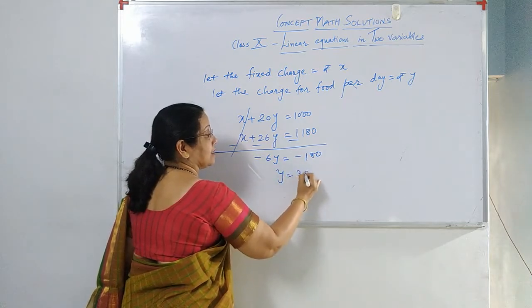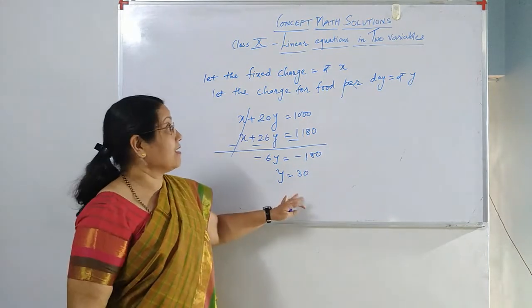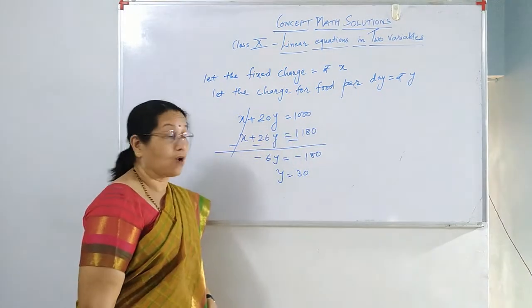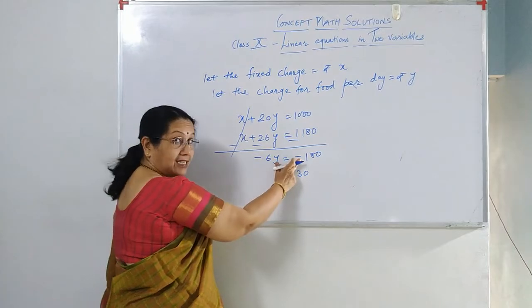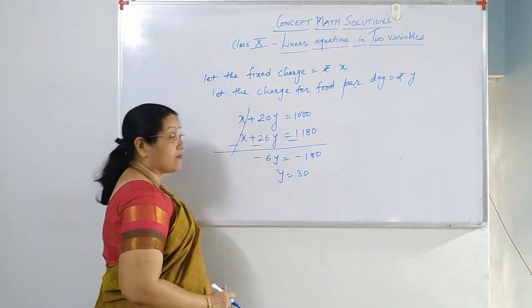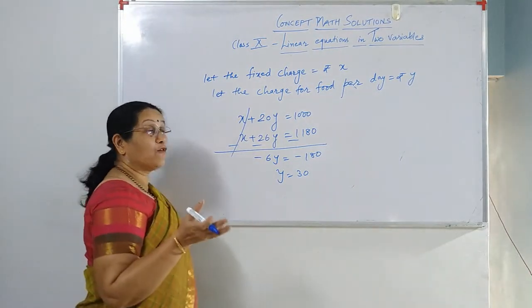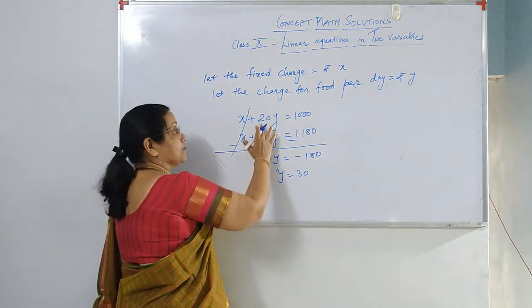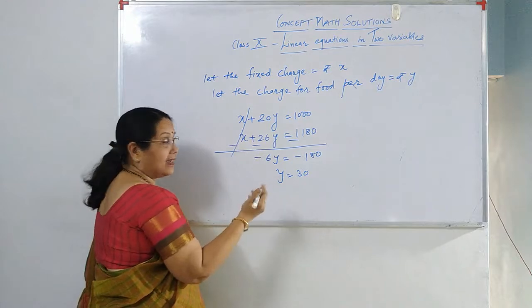y as 30 rupees. If you get a negative answer in these types of questions, you must understand somewhere you are wrong. Here we have both sides negative, so our answer is positive. That is, the charge for food per day is 30 rupees. Now we got y, substitute y here or here and get x.